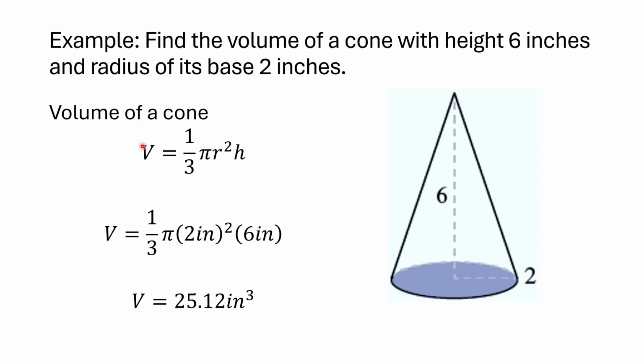So from the formula, volume of a cone is 1/3 times pi r squared h. We're given here the radius, which is 2, and the height, which is 6. So substituting, we have volume equal to 1/3 pi times 2 inches squared times the height, which is 6 inches. So we got volume equal to 25.12 inch cube.